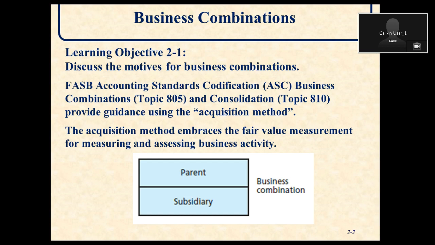Oftentimes, companies combine to reduce competition. And when those companies combine, they can result in a whole new company. There's various methods in which the combination can occur. But generally, we're going to talk about something new called the acquisition method in this chapter, how we report these on the financial statements.